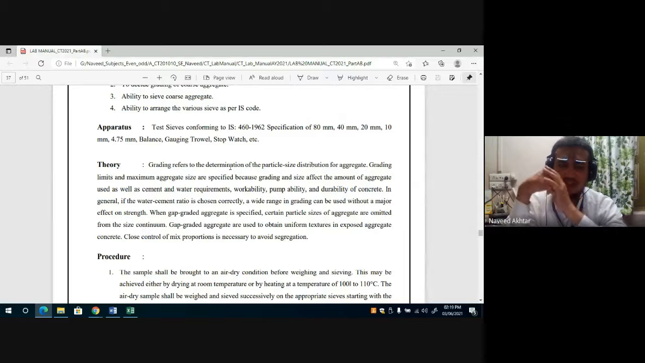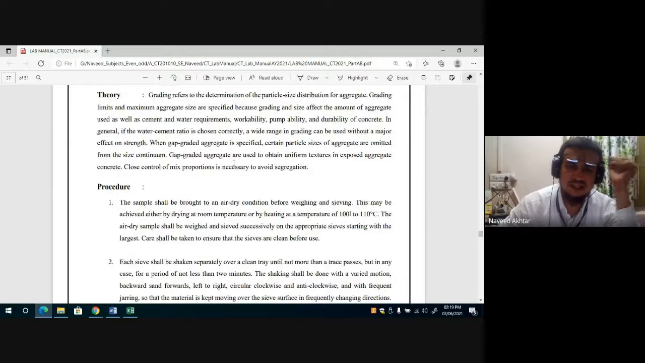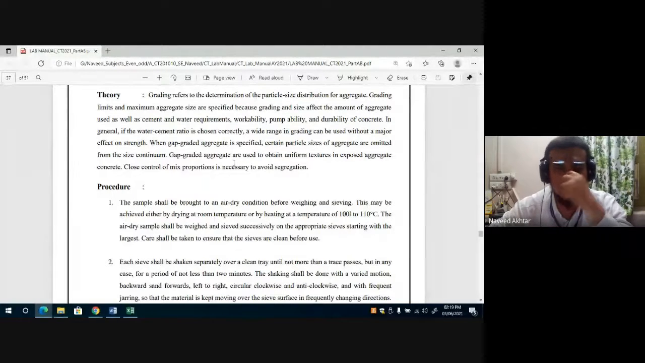In general, if the water-cement ratio is chosen correctly, a wide range of grading can be used without a major effect on strength. When gap grading is specified, certain particle sizes of aggregate are omitted from the size range. So if any single size of particle is missing from that, it is said to be gap graded. The gap graded are used to obtain uniform texture in exposed concrete, and close control of mix proportion is necessary to avoid segregation.